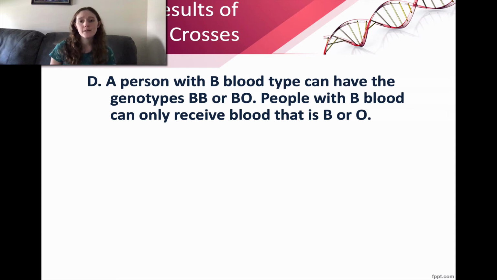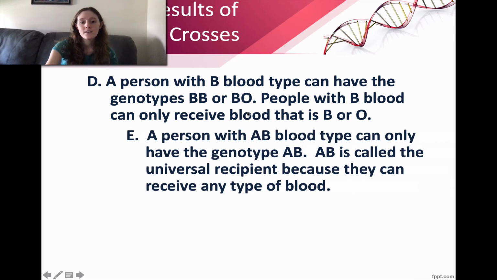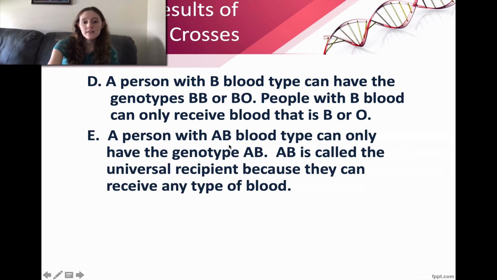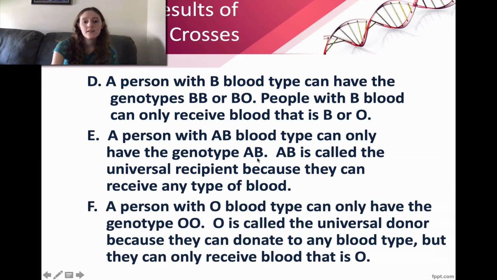A person with blood type B could either have two B alleles or they could have a B and an O allele. A person with AB blood only has one option. They have one allele that's A and one allele that's B. And again, both of those are dominant. And a person with O blood type can only have one genotype. They are going to have two O's. So in order for you to be O blood type, both of your parents had to have one O.